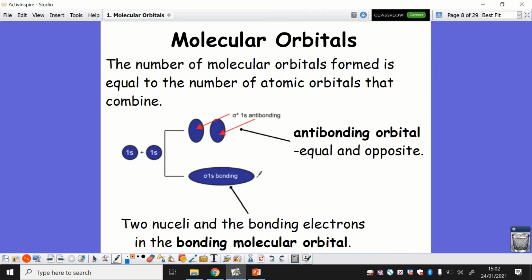There is actually a third molecular orbital called a non-bonding orbital, and that is just where all the other electrons of the atoms would sit, the ones that are not involved in any bonding.